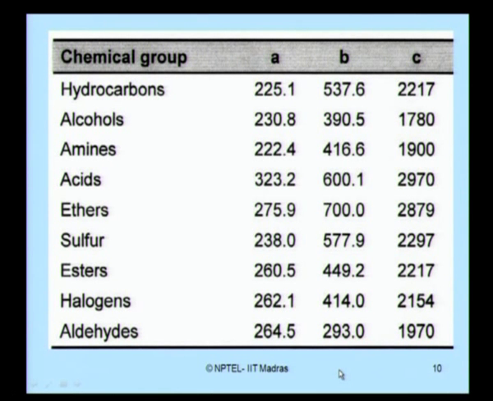Now, it is very easy for us to estimate the flash point for an alcohol if I know the boiling point of this specific liquid, using the relationship shown in the previous slide, because for the alcohol chemical group I already have the A value, the B value and the C value from the open literature.